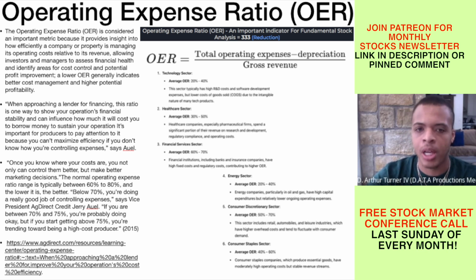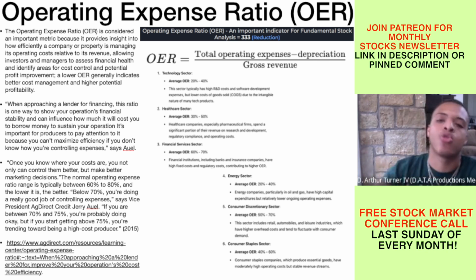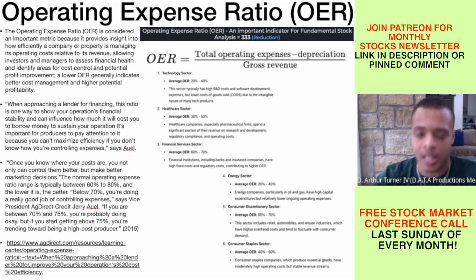So according to the formula, the OER is going to be the total operating expense minus the depreciation over the gross revenue. So you're going to divide by that gross revenue. In gematria, we have operating expense ratio, OER, an important indicator for fundamental stock analysis. That equals 333 in English reduction. So we already know the power behind this ratio, this metric for fundamental stock investing.